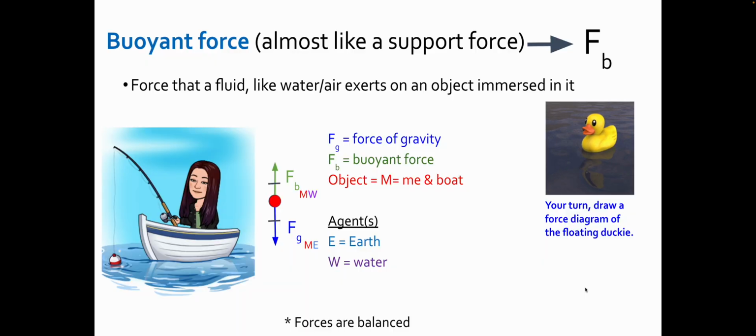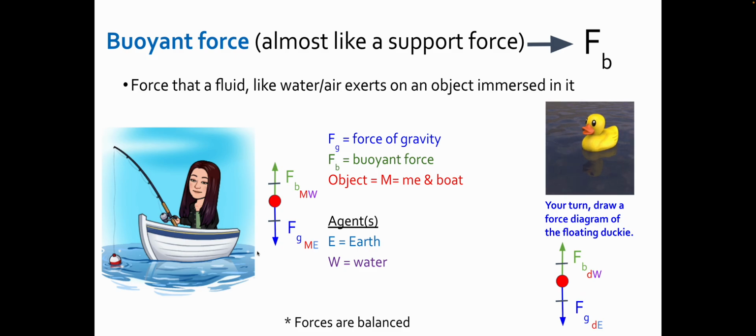All right, welcome back. How did you do? Did you have a force of gravity on the duck by the earth and a buoyant force on the duck by the water? The gravity force is straight down and the buoyant force is straight up. And did you mark them as equal in magnitude because the forces are balanced here? So it's almost exactly the same force diagram. You just changed the system.